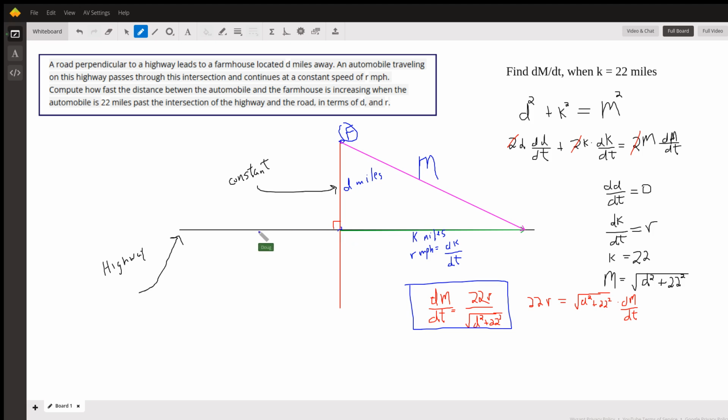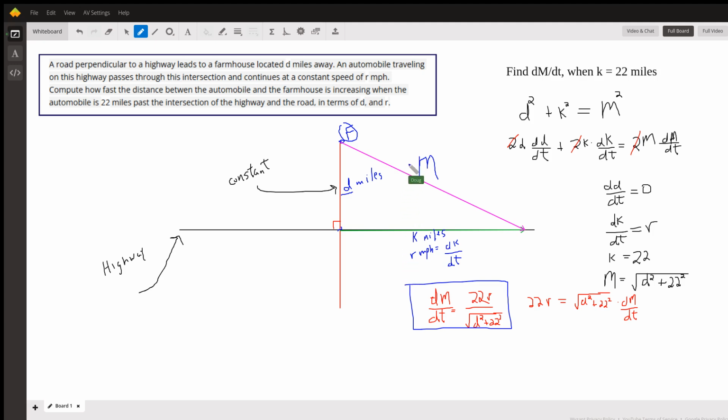Okay, and the car or automobile runs through this intersection and continues on at R miles per hour. I use the letter, well, D we already were given. I use the letter K for this distance right here. And we're told that the rate of change of that distance is R miles per hour. That's another way to say that dk dt is R miles per hour.